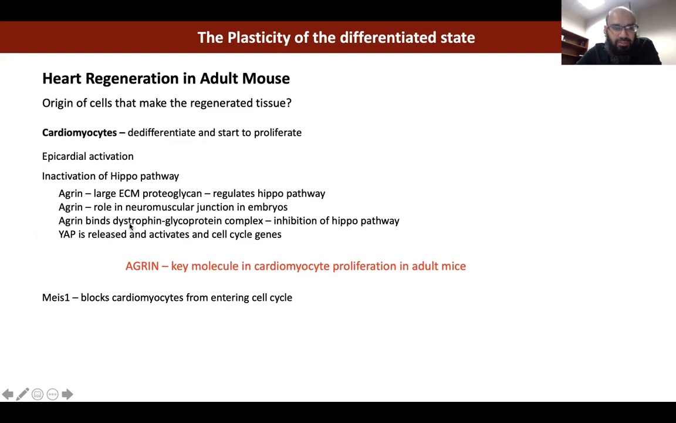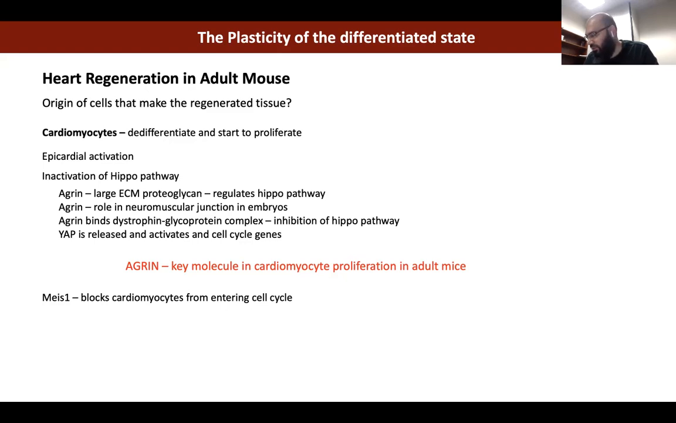So agrin binds to this cytoskeletal complex, the dystrophin glycoprotein complex, and that in turn leads to the inhibition of the hippo pathway. And the YAP protein is released, which is normally bound to the dystrophin glycoprotein complex, and then it activates cell cycle genes. So agrin is the key molecule, but after 7 days the agrin levels go down drastically, and that's why the mouse also loses the ability to regenerate its muscle tissue.